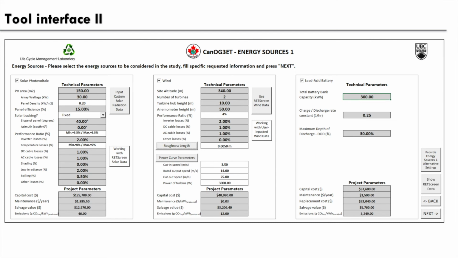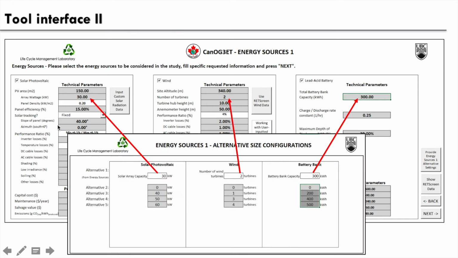On the next tab, users are asked to select the energy capture and storage technologies they will potentially be adopting at their off-grid site. Default technical, cost, and emission parameters based on the most recent literature are integrated into CANAGET, but users also have the ability to include their own data if available. Users are also required to define 5 alternative capacities for each technology. These alternative capacities are used to simulate all possible system configurations.